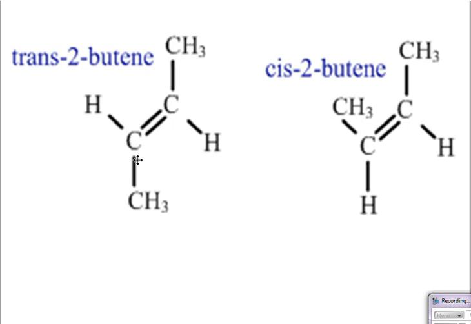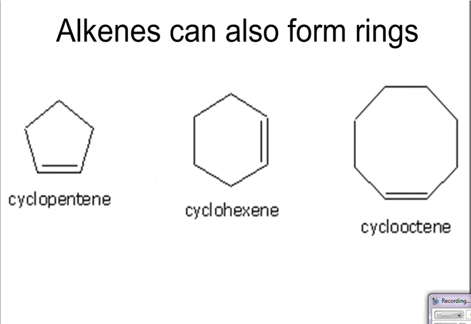A trans geometry is when the substituents other than hydrogen are found on opposite sides of the double bond. So for example, this is 1, 2, 3, 4 carbons again, so this would be butene. And since the methyl groups are found on opposite sides of the double bond, this would be trans-2-butene.